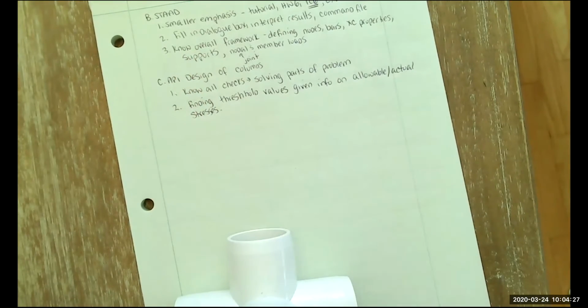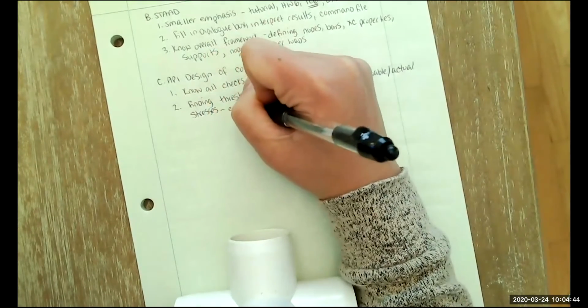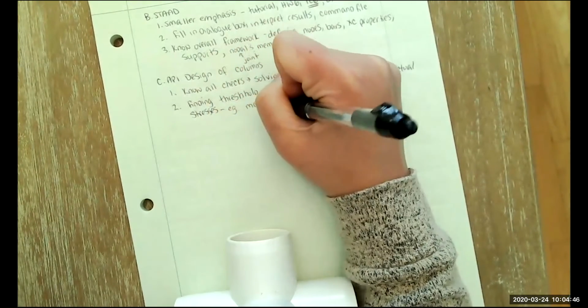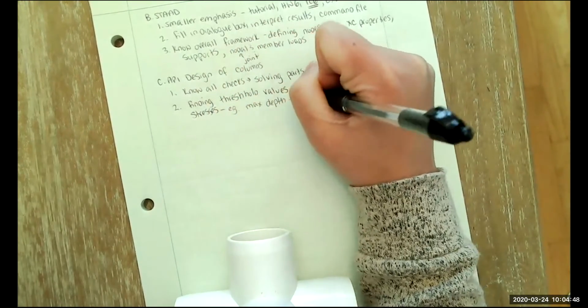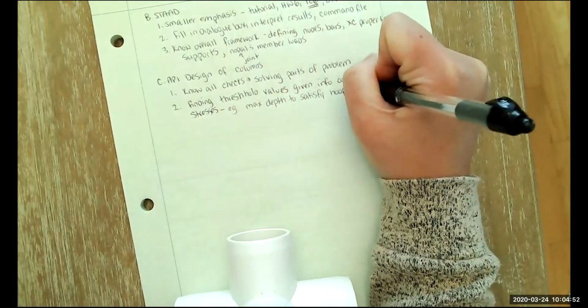So for example, if I were to give you something like the allowable, the critical hoop buckling stress, could you find the maximum depth, or could you find the minimum thickness of the structure? So example, max depth to satisfy hoop stress check.